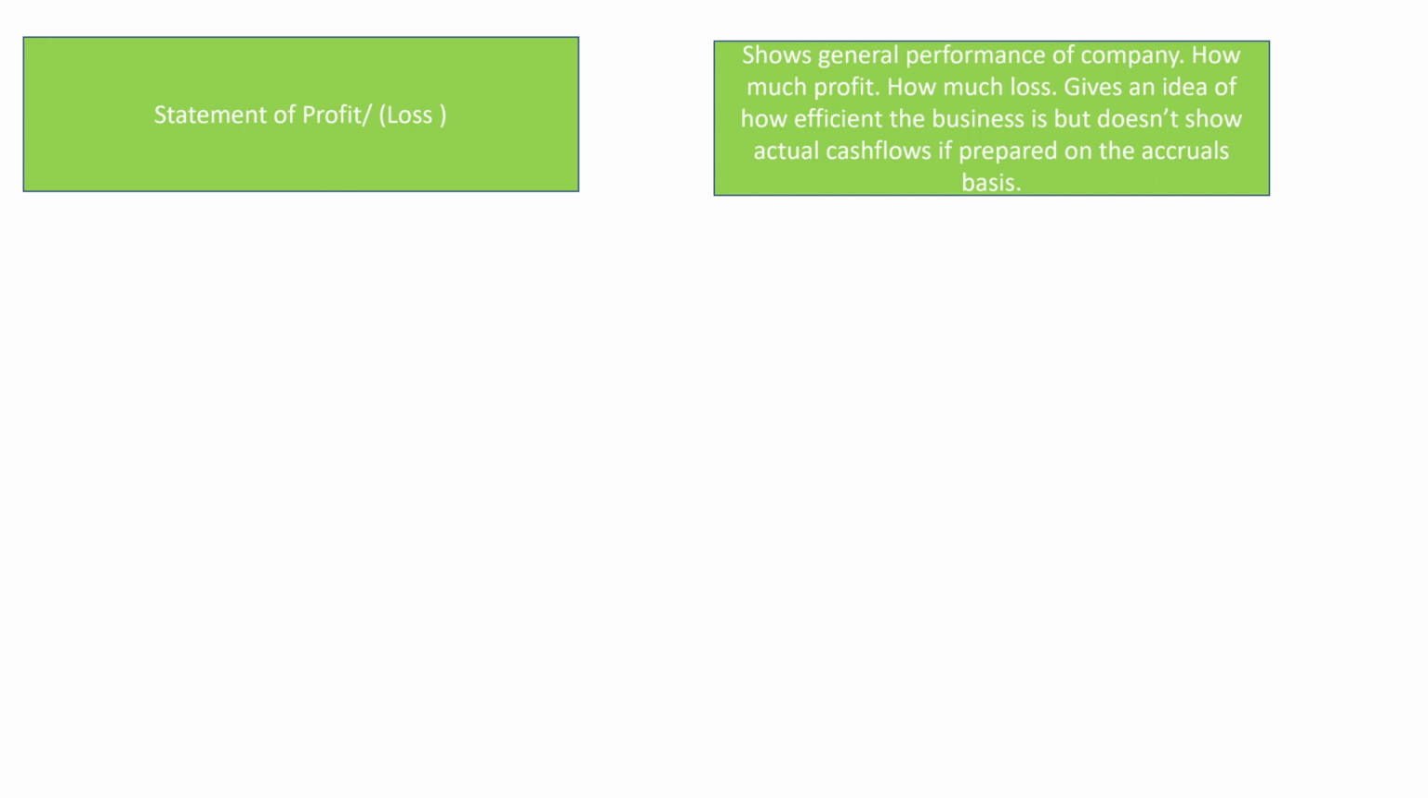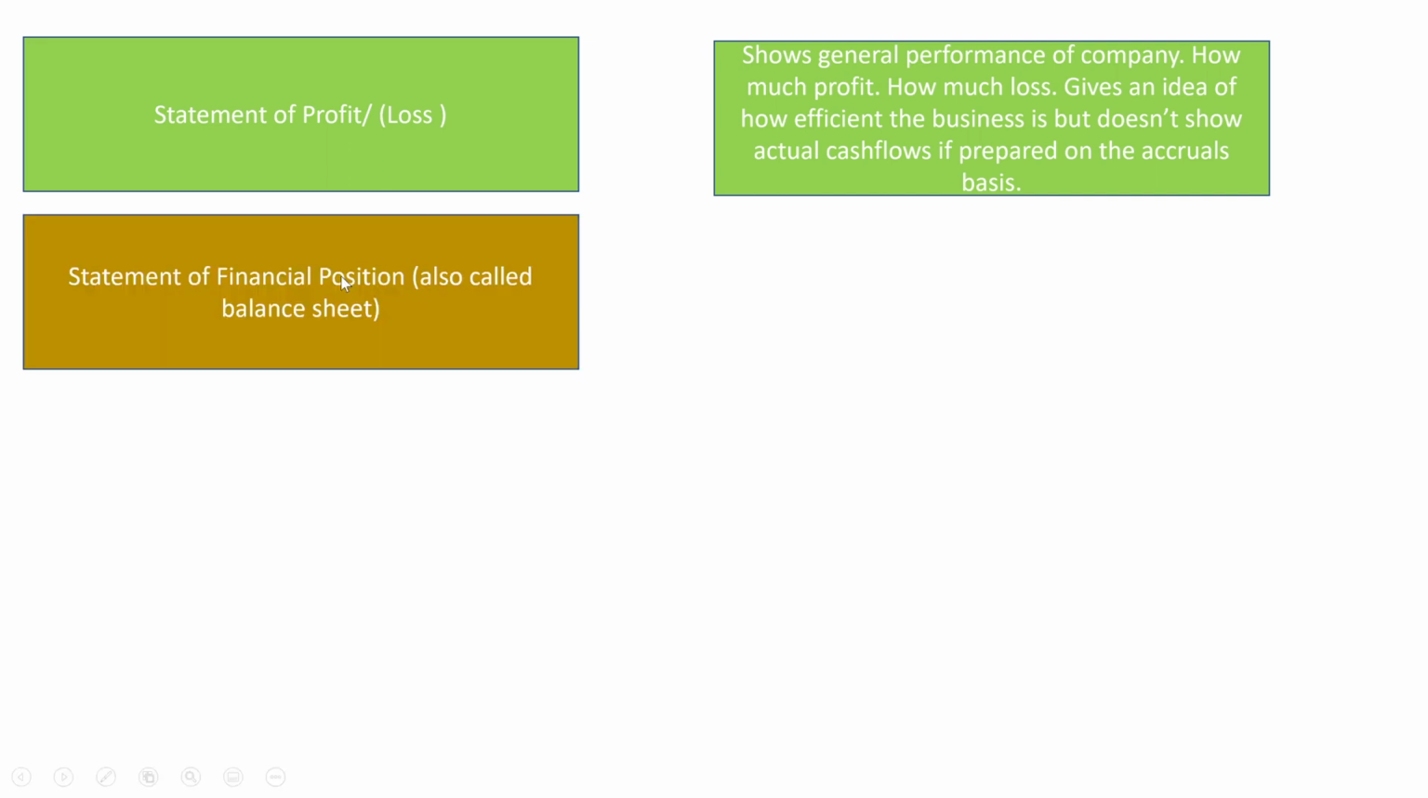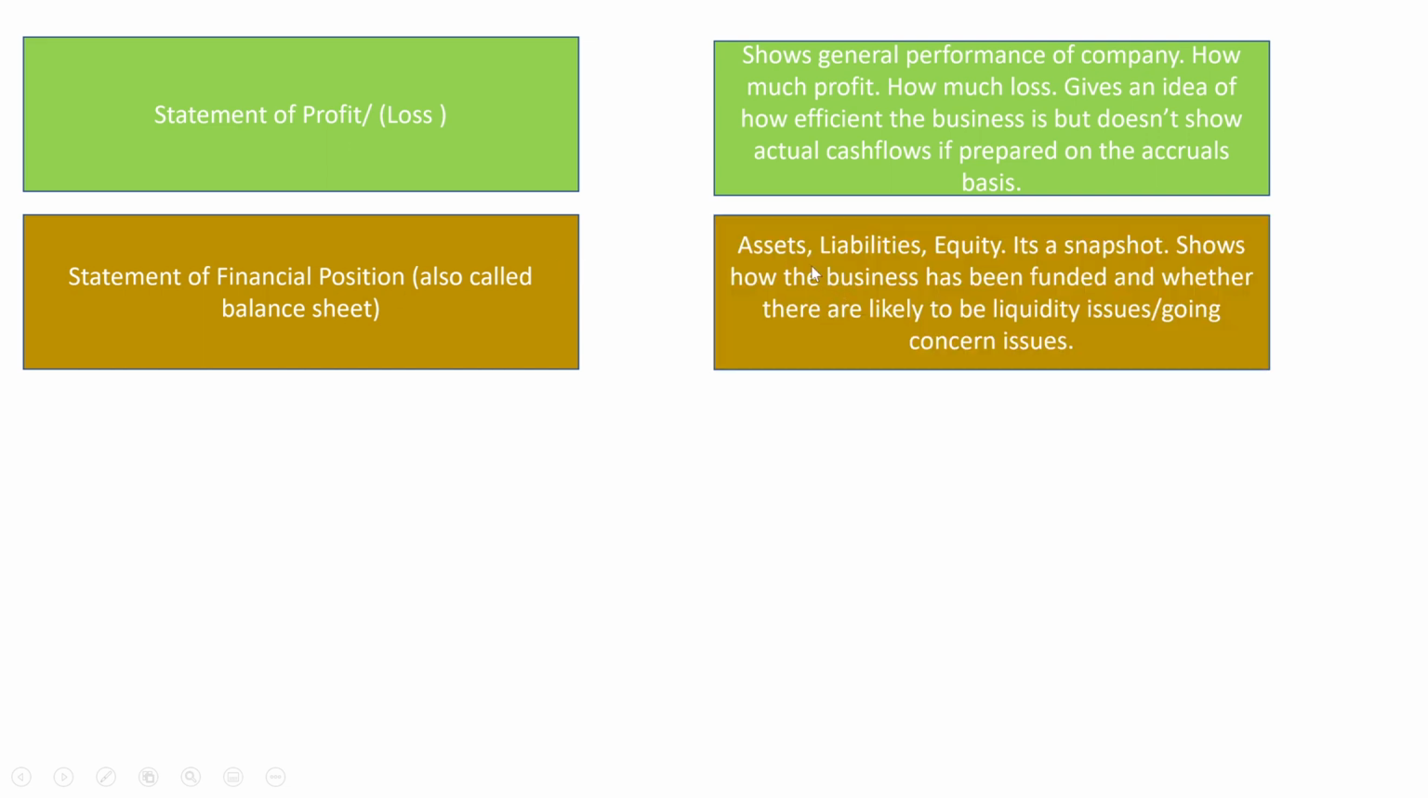previous presentations. The next one is the statement of financial position, and it's also called a balance sheet. Now, it's like a photograph of the business at a given point in time. It's a snapshot. And it's telling you your assets, liabilities, and equity. And it's called a balance sheet as well because your assets have to balance with your liabilities and equity.